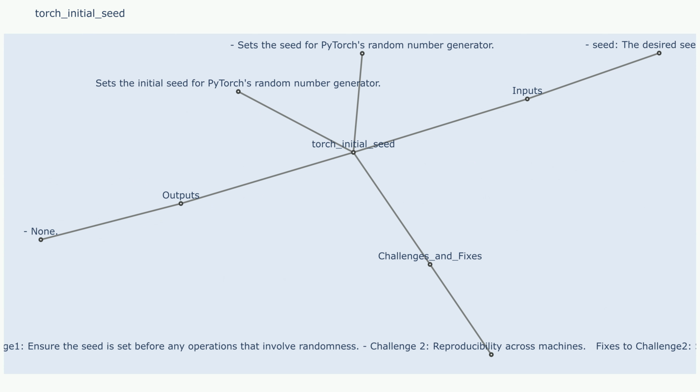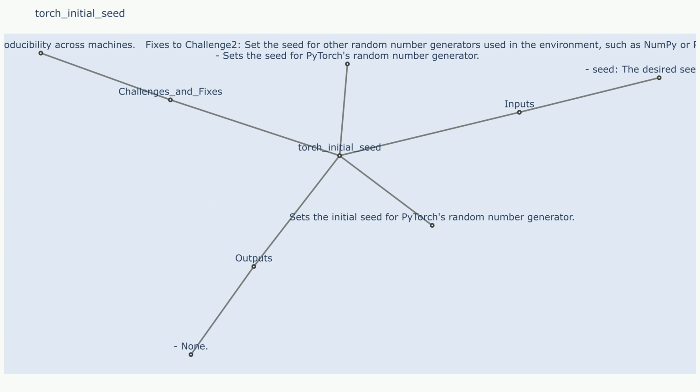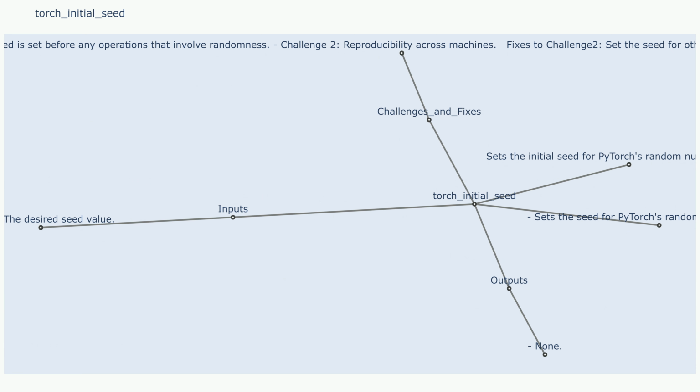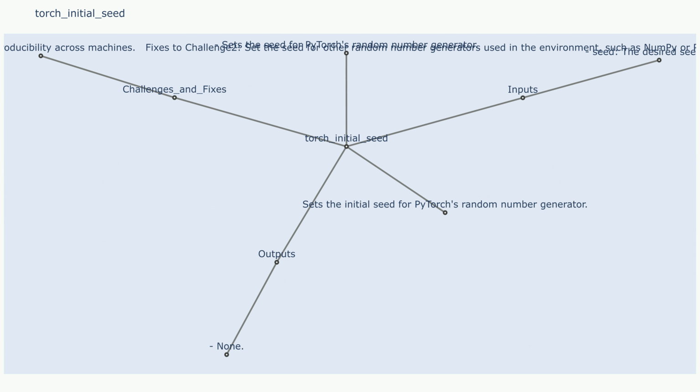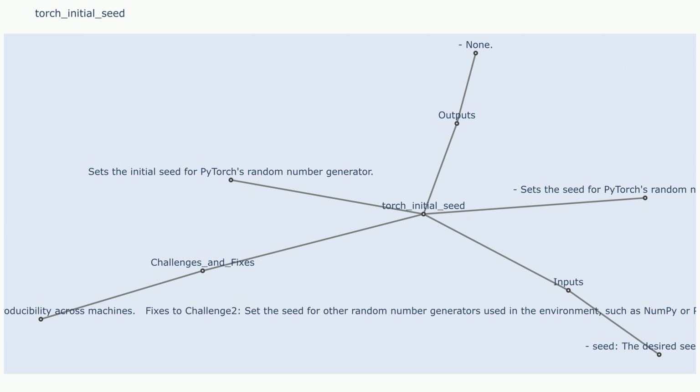Steps. Setting the seed. When you call torch.initial_seed, the specified seed value is used to initialize the state of the RNG. Generating random numbers after setting the seed. Any subsequent calls to functions like torch.rand, torch.randint, or torch.randn will generate random numbers based on this initial seed. Challenges and fixes.